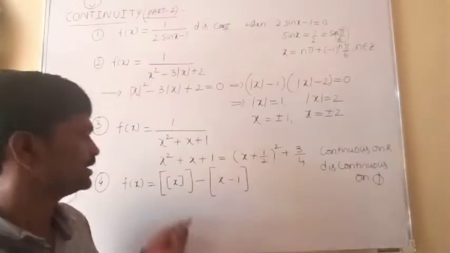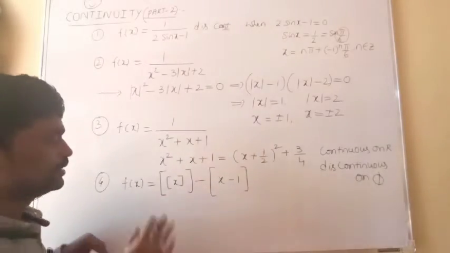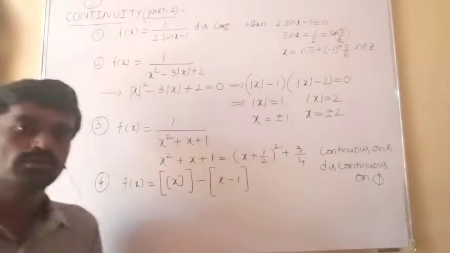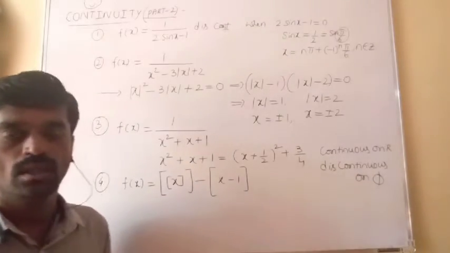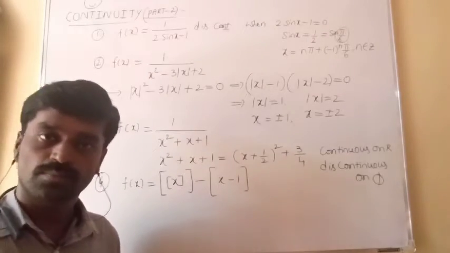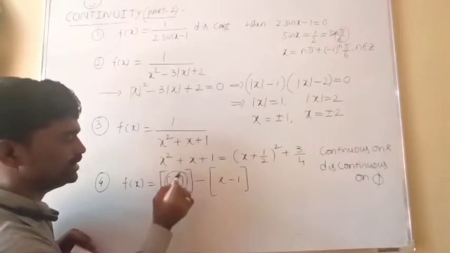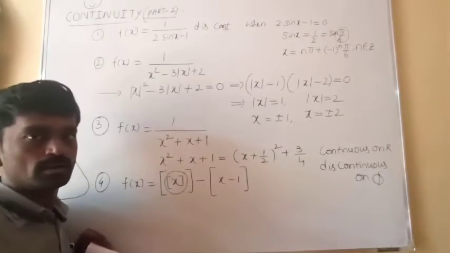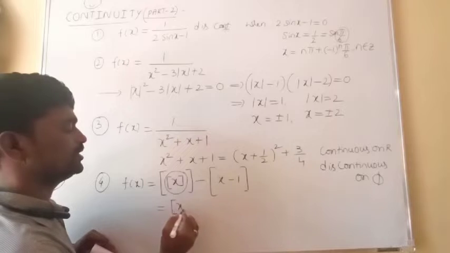See, by looking at this integral part, don't say it is discontinuous at integers. Okay, so first you try to simplify. We know that step of any integer is equal to that integer only, and also for any real x, step x is an integer. So clearly for any real number, this is an integer. So step of an integer is equal to what? The same integer.